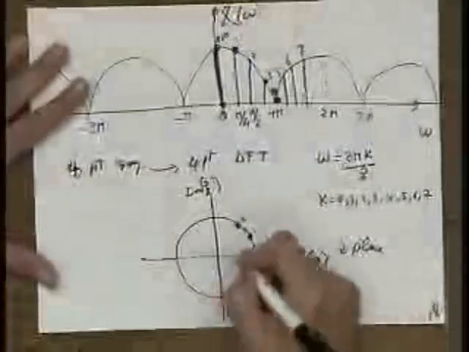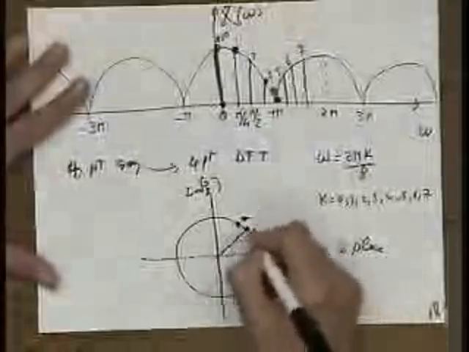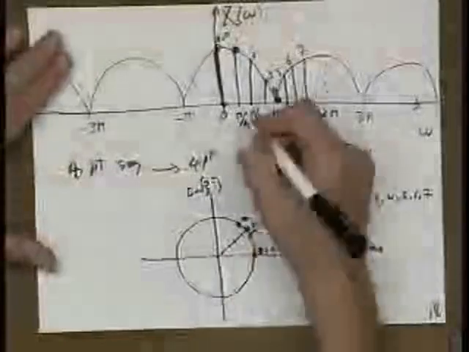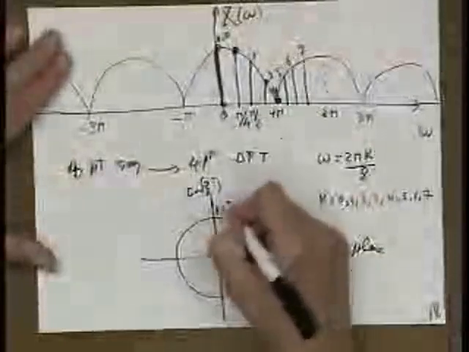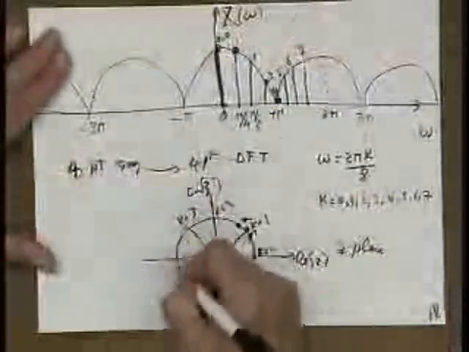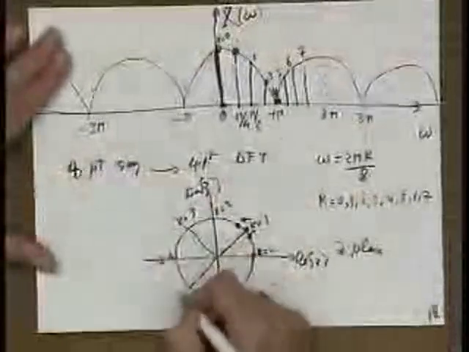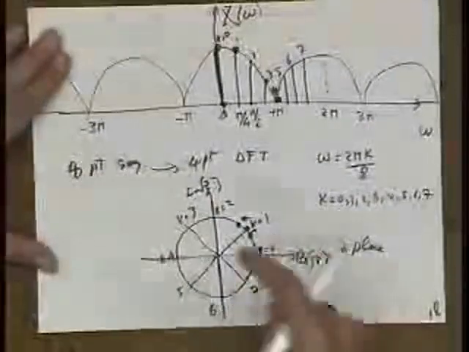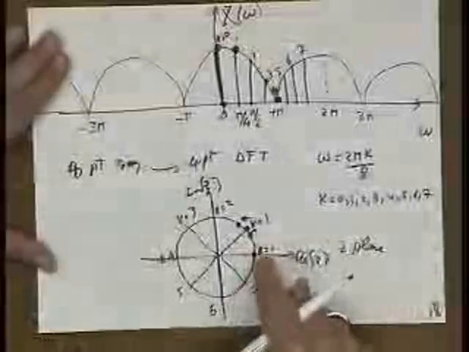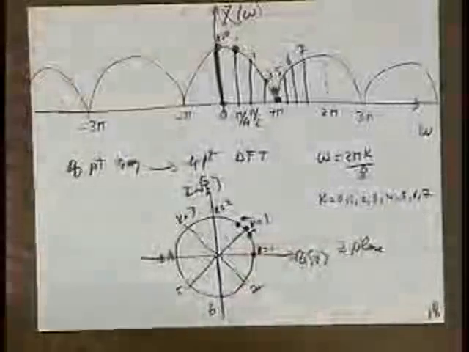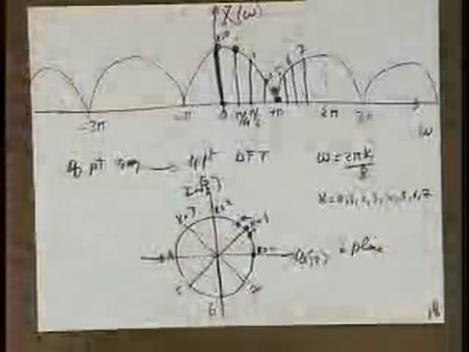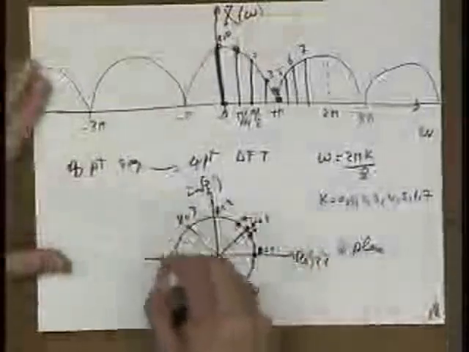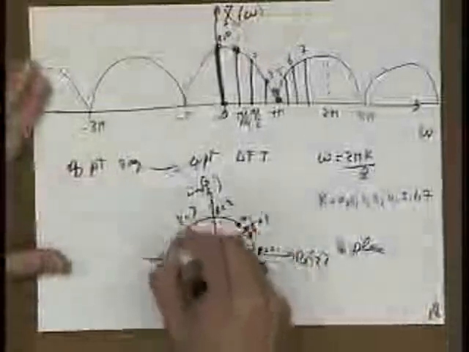So this is k equals 0, this is k equals 1. K equals 1 is pi over 4. K equals 2, k equals 3, k equals 4, 5, 6, 7. And thankfully, 8 falls right over k equals 0. Everything works out okay. Everything is periodic. You go around. Okay? So these are the samples in the Z domain.